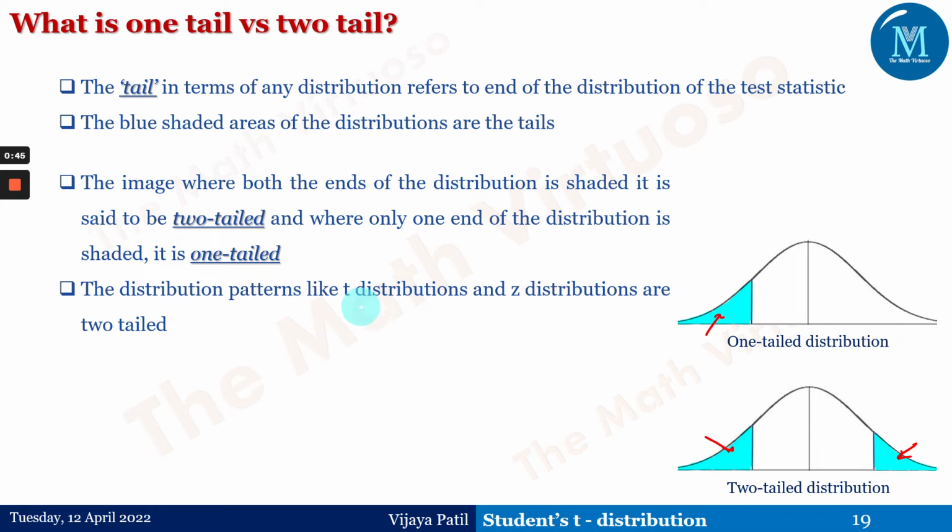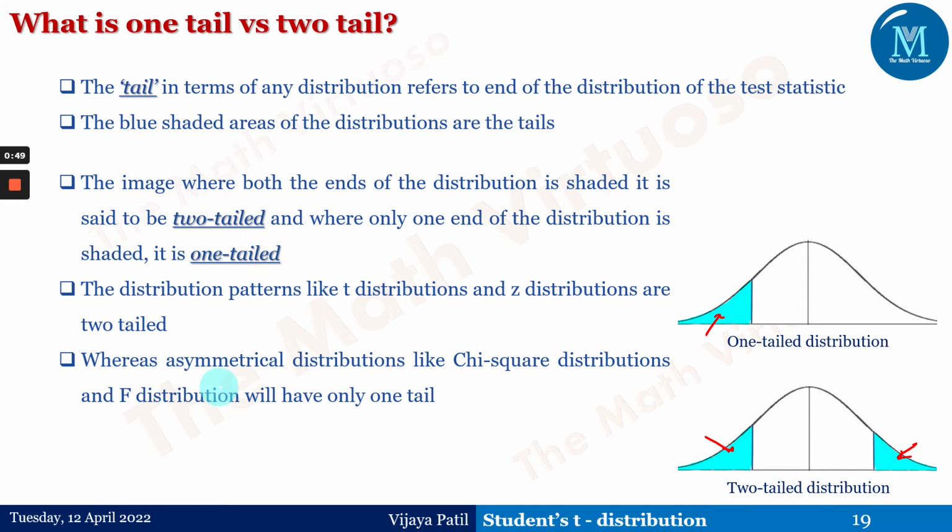Distribution patterns like the T distribution and the Z distribution are two tailed, whereas asymmetrical distributions like the chi-square distribution and F distribution will have only one tail. So the chi-square and F distributions have only one tail because they are known as unsymmetrical distributions, whereas the T distribution and the Z distribution have two tails.